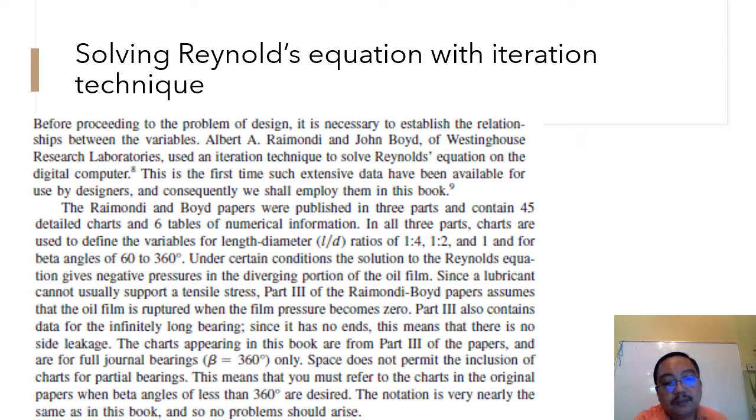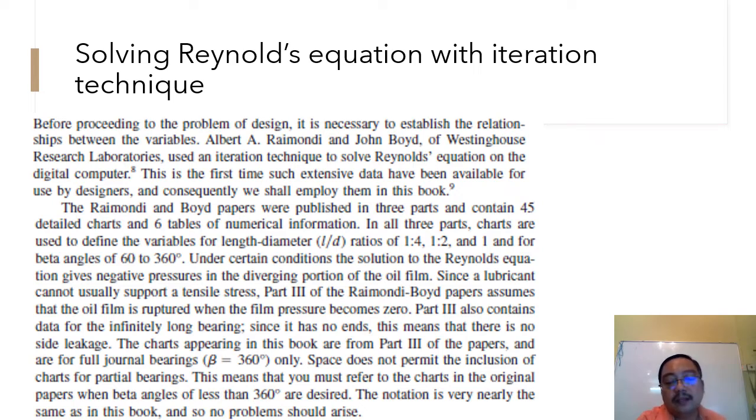The charts appearing in this book are from part 3 of the papers and are for full journal bearings, beta equals 360 degrees only. Space does not permit inclusion of the charts for partial bearings. This means you must refer to the charts in the original papers when beta angles less than 360 are desired. Notation is very nearly the same in this book, so no problem should arise.